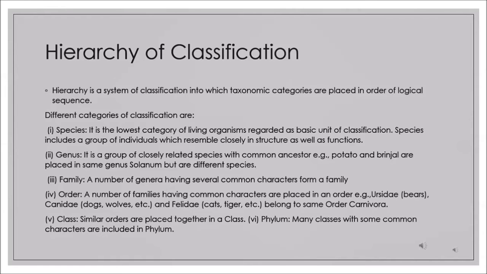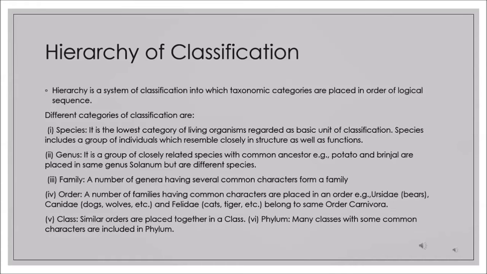For example, in the book they have given potato and brinjal. They have common ancestors and some similarities, so they are put under the same genus. I have already told you about binomial nomenclature. There we use two names, the species name and the genera name. Genera name is nothing but the genus name. So here the potato and brinjal have the same genus called Solanum. Even though they are different species, the genus name for potato and brinjal will be Solanum.